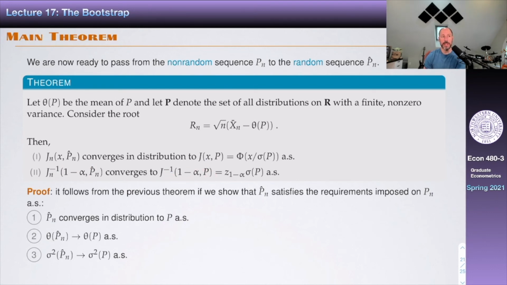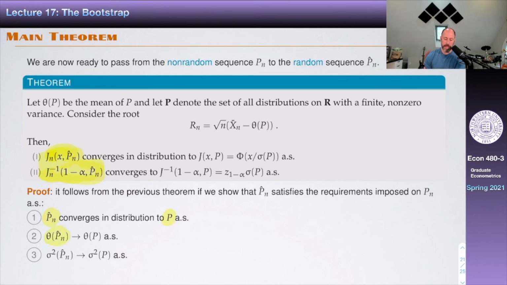Now, this is a statement about the bootstrap, because here we're talking about the bootstrap distribution. So how do you prove this? It follows immediately from the lemma, the theorem that we just proved, because the empirical distribution converges in distribution to P almost surely. This follows by the Ivan-Canay theorem again.